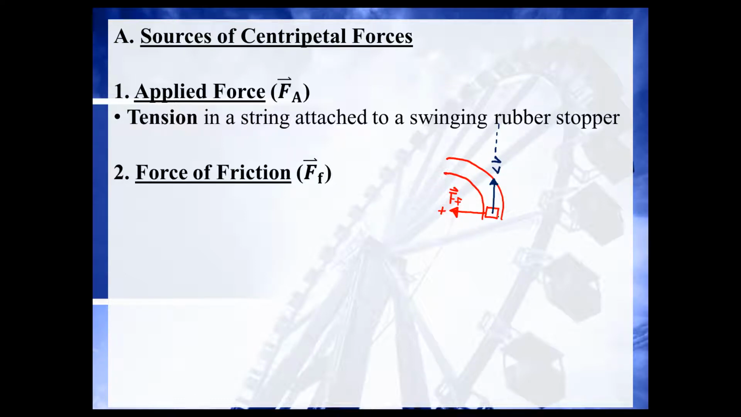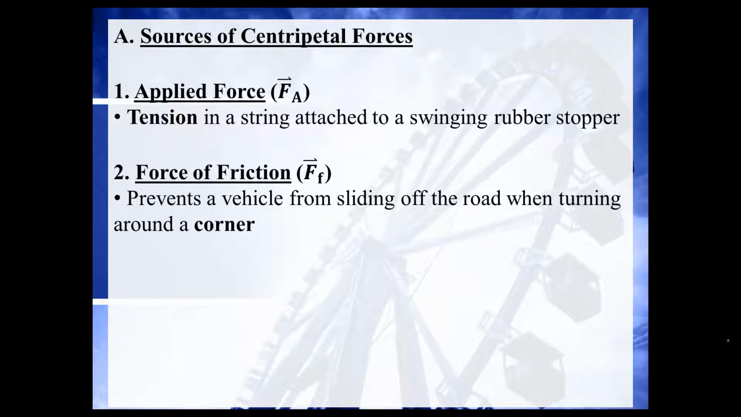So I do need the frictional force directed towards the center so it can eventually change my velocity, so that when I'm at the top of the turn, I'm then pointing towards the left from this perspective. So in this case, the force of friction, which prevents a vehicle from sliding off the road when making a turn around a corner, is behaving like a centripetal force.